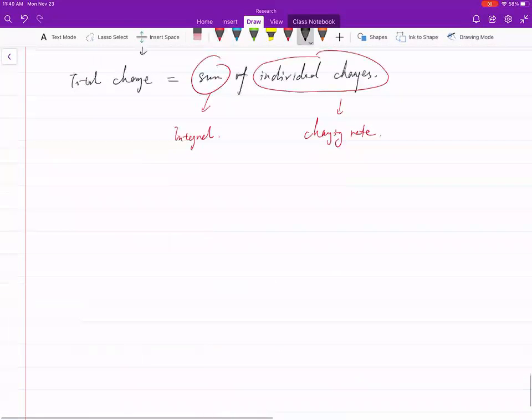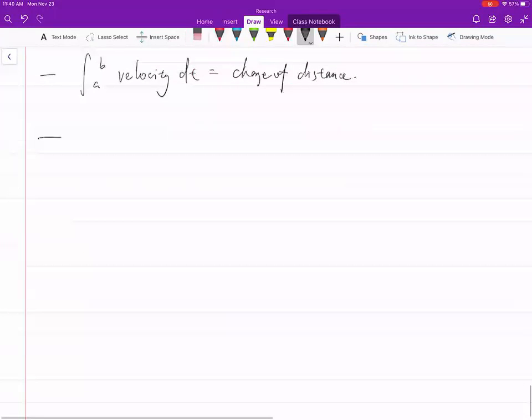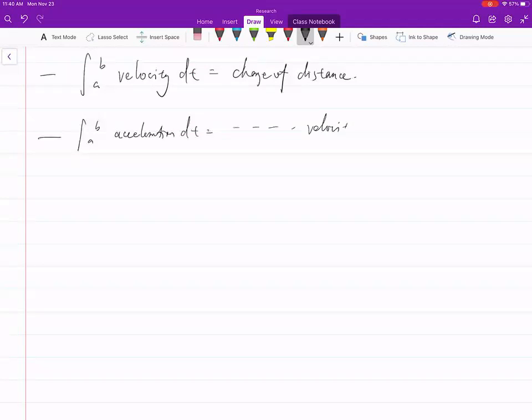All right, so let's see some examples. Number 1, if you accumulate all your velocity together, what do you get? Your velocity is the changing rate of what? Distance, right? So if you accumulate all your velocity together, you will know the change of distance within the past 2 hours. What if you accumulate all the accelerations together? That's going to be the change of velocity. Kind of make sense here?